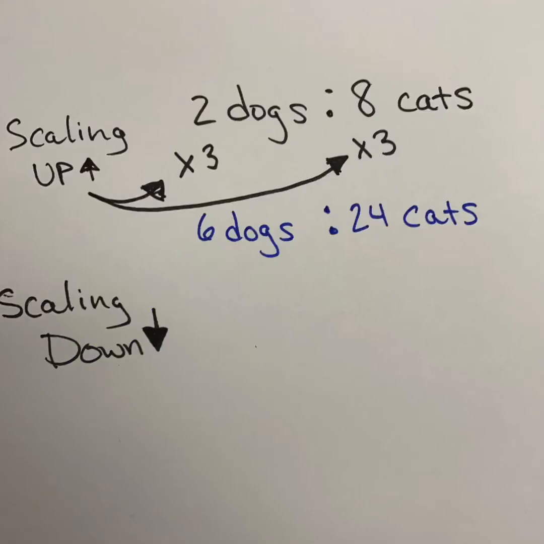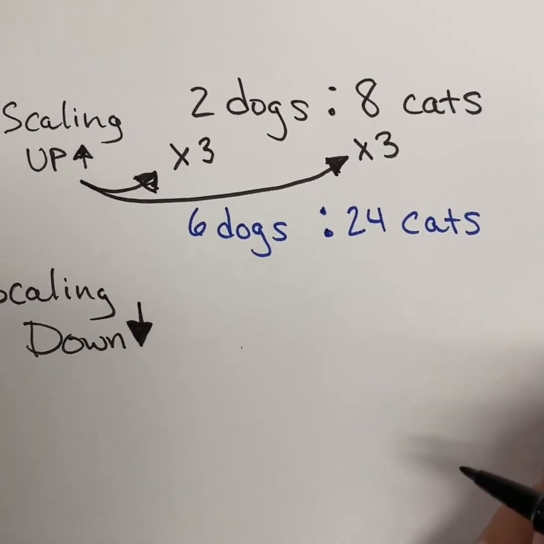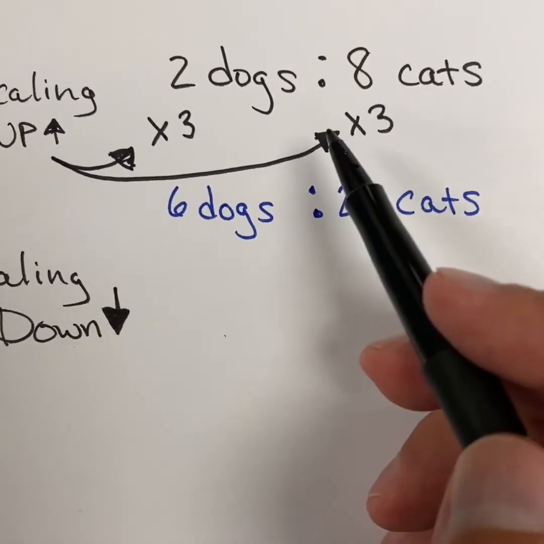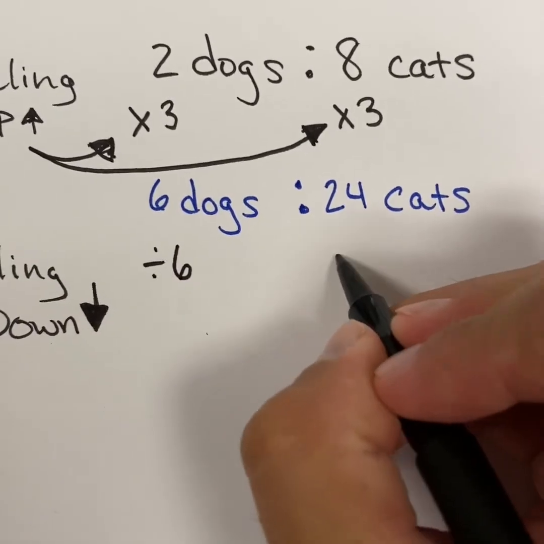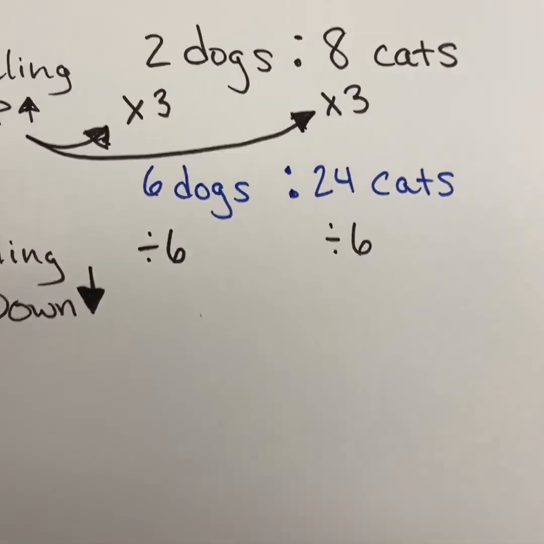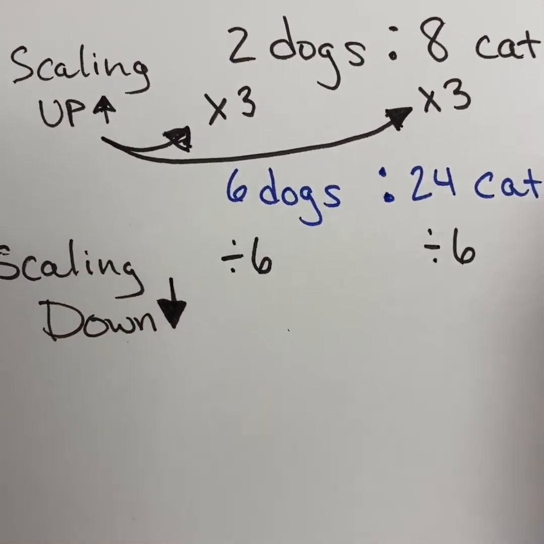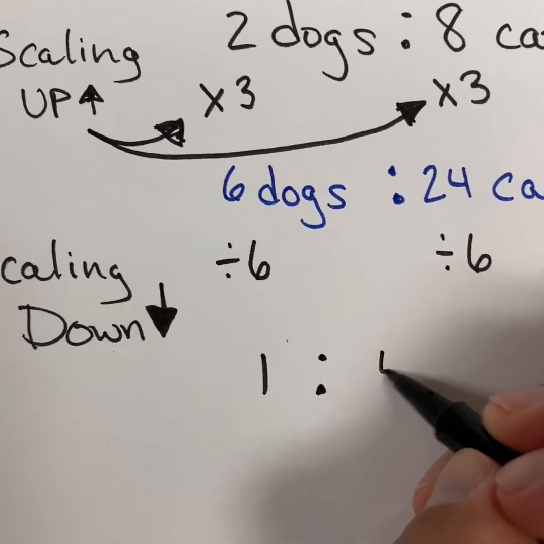Well, in the first part of the problem, you can see that we scaled this ratio up. We could also scale this ratio down and find a smaller equivalent ratio. So let's go ahead and do that. In order to scale down, we're just going to divide by the same whole number on both sides of our ratio. So like we multiplied by 3 up here, we are going to actually divide by a whole number here. Let's go ahead and use 6. We're going to divide by 6 on both sides of this ratio. So 6 divided by 6 would be 1, and 24 divided by 6 would be 4.